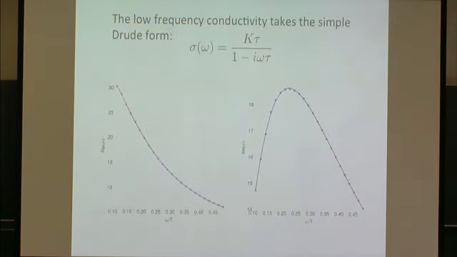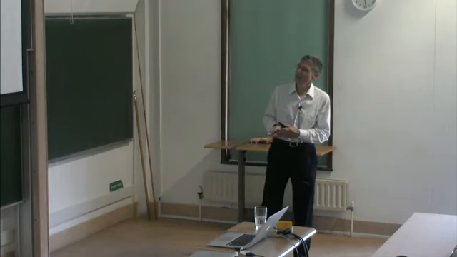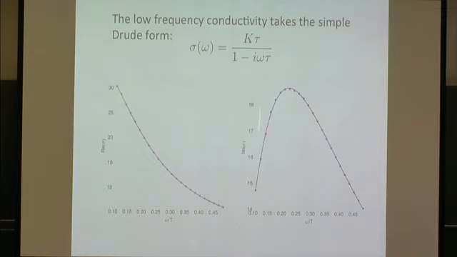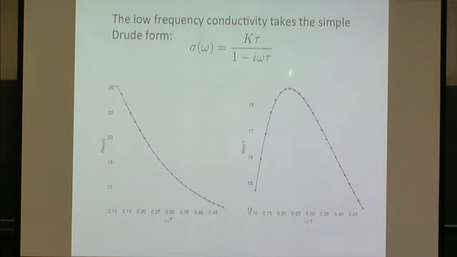You perturb the black hole, compute the conductivity, and you discover that at low frequency, the conductivity follows exactly this Drude form. On the left is a plot of the real part of the conductivity as a function of frequency. On the right is the imaginary part. And you always find that it follows this simple model for some constant k and relaxation time tau.